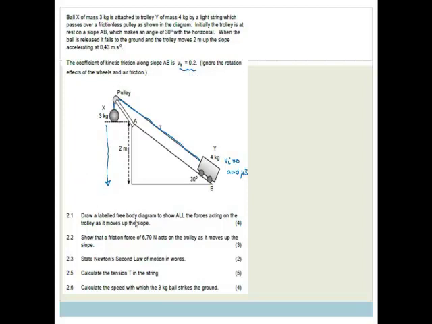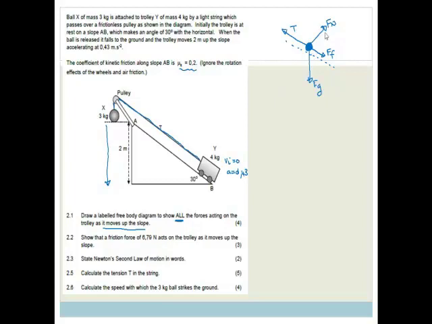Okay, now it says draw a labeled free body diagram showing all the forces acting on the trolley as it moves up the slope. So we want a free body diagram, so we want a colored in circle. In grade 12, as I said before, I like to actually draw a little dotted line to represent my slope just to make my life a little bit easier. So do you agree there is going to be the force of gravity straight down? There is always a normal, F normal, which is perpendicular to the slope. Then, do you agree that there is going to be T pulling it up, and then there has to be the force of friction?